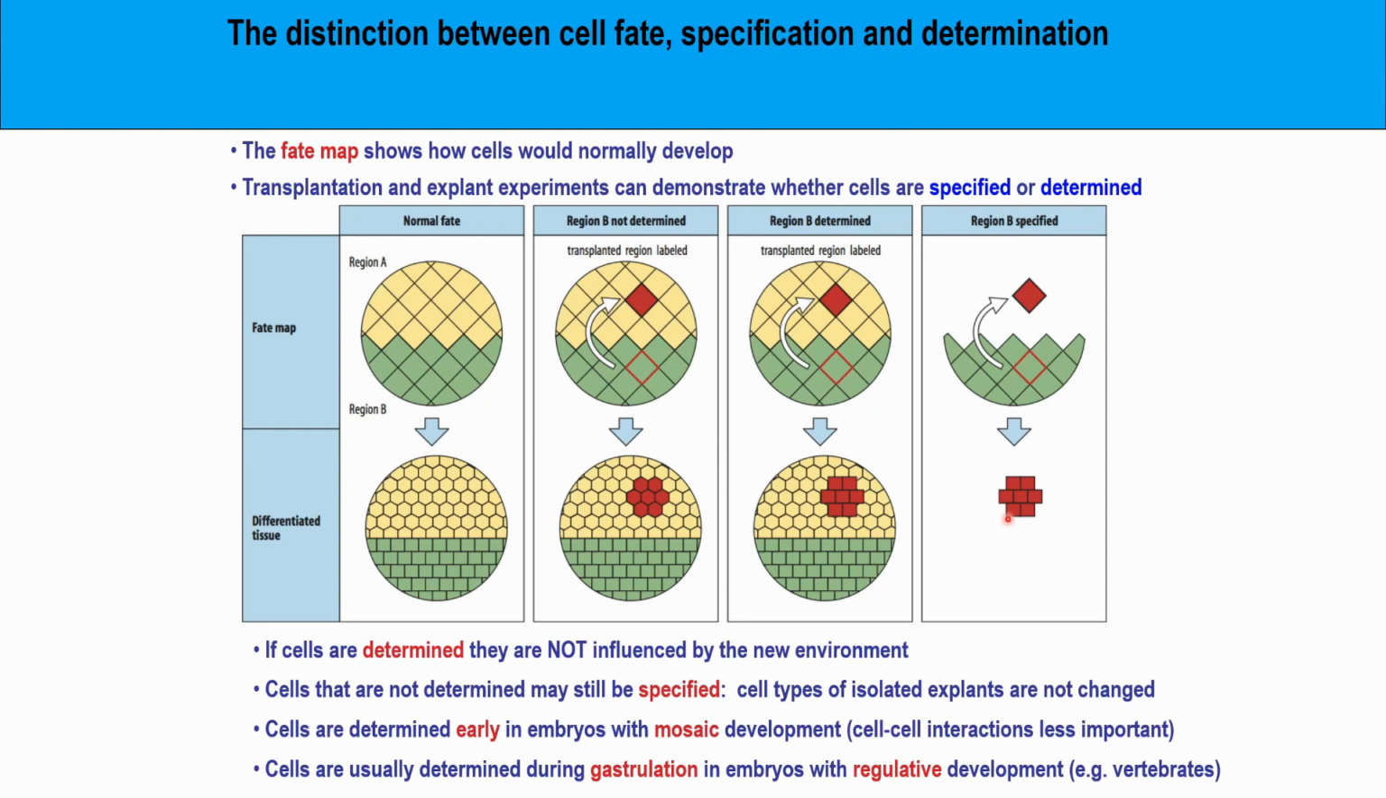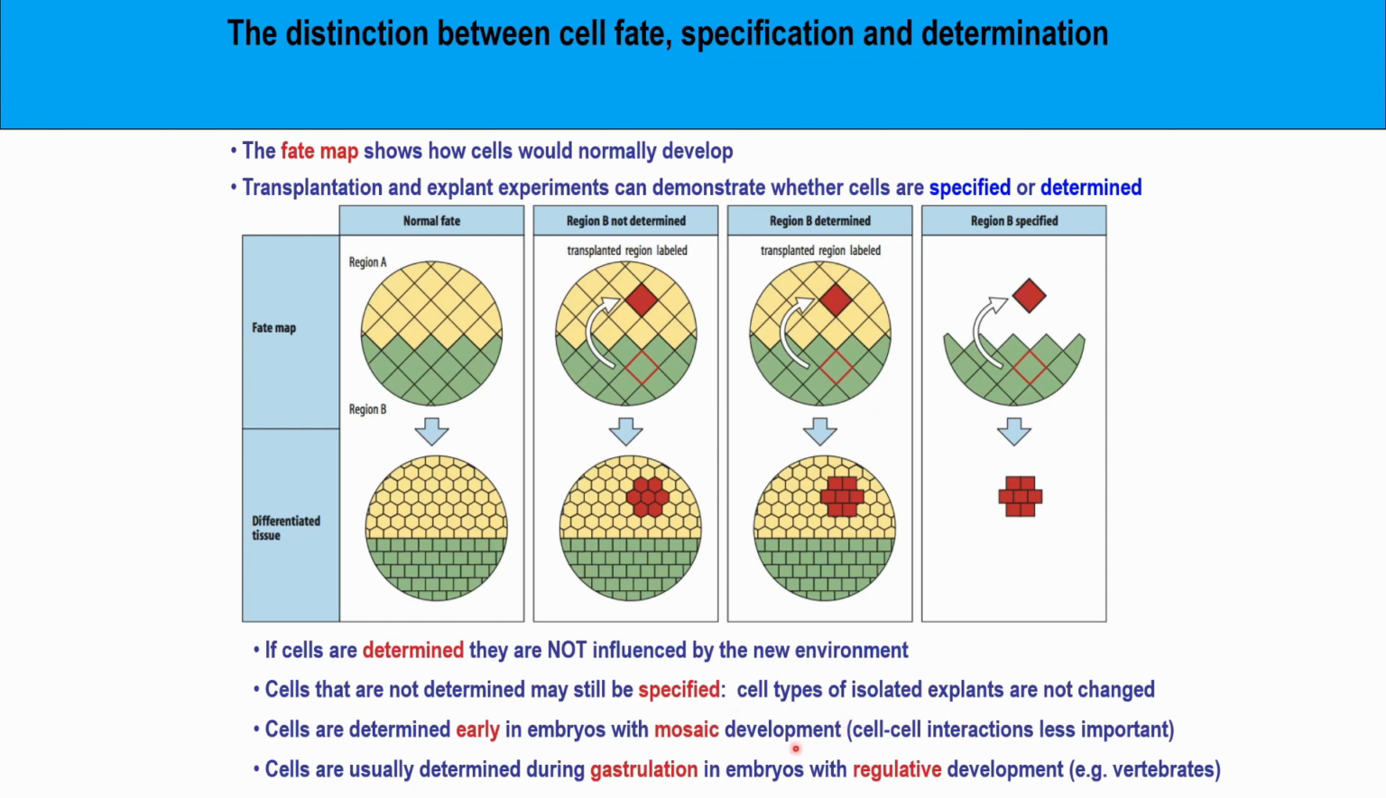So it's specified, but in that case, not determined. And this is highlighted here in these 2 points, which you can read yourself. I can say that cells are usually determined in early embryos which have a mosaic development. And if you remember, we had 2 types of development. We had mosaic and we had regulated.